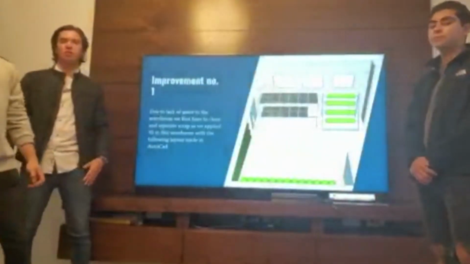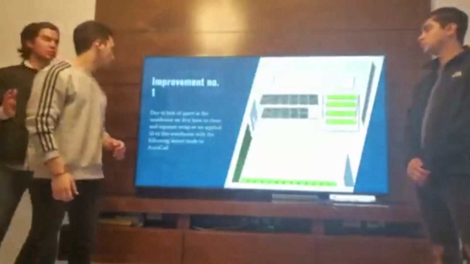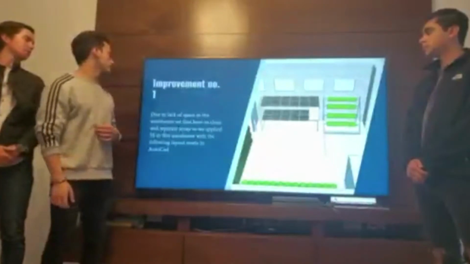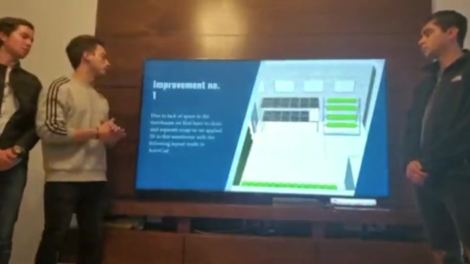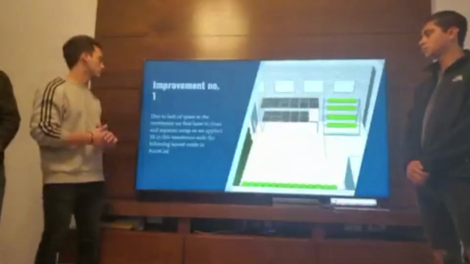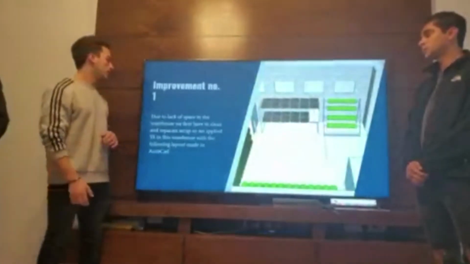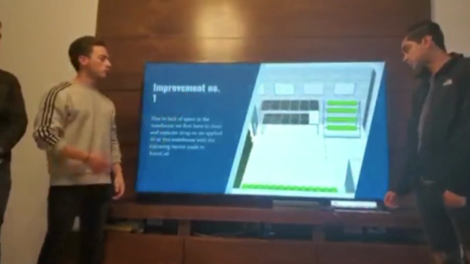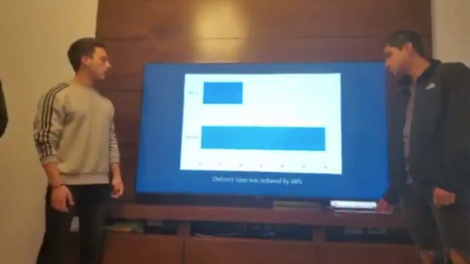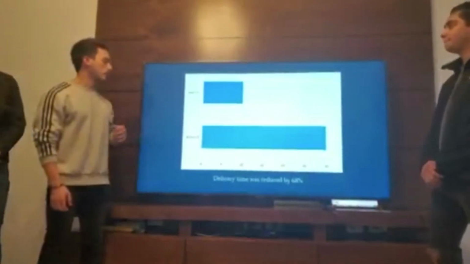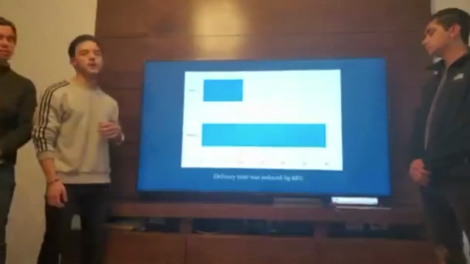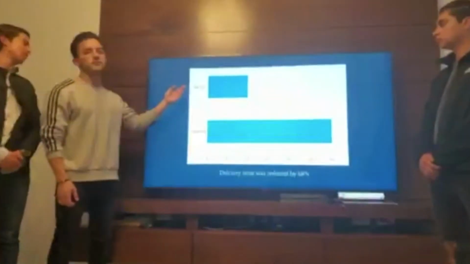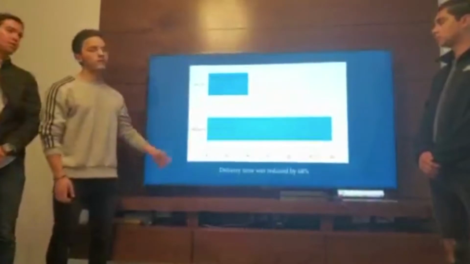Well, and here are the improvements. The improvement number one is due to a lack of space in the warehouse, we first had to clean and separate scrap, so we applied the 5S by doing a layout made in AutoCAD, as you can see in the picture. And as you can see in this graph, the delivery time was reduced by 68%. Here is after this 5S and before the 5S.